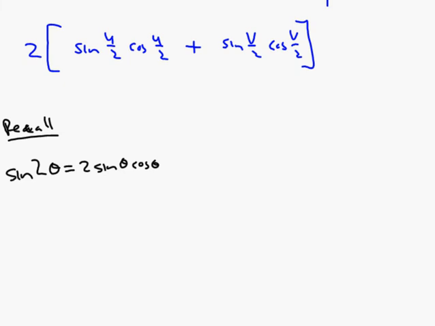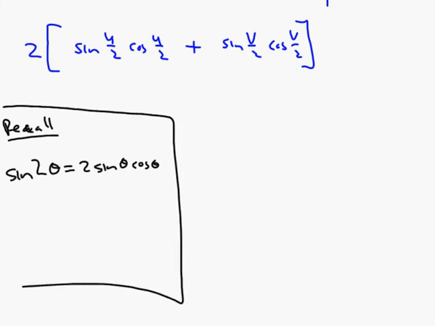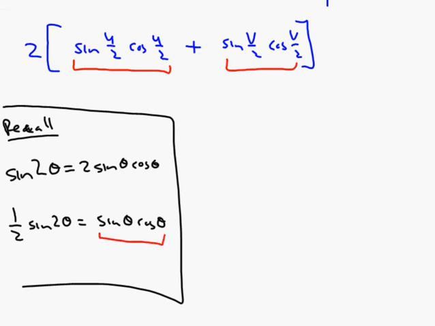Right? So what does that mean? What that means is that if we multiply both sides by a half, we'd have a half sine 2 theta equals sine theta cosine theta. Well, now this gets beautiful, because if you look at each of these expressions, they look exactly like this. So here you go.